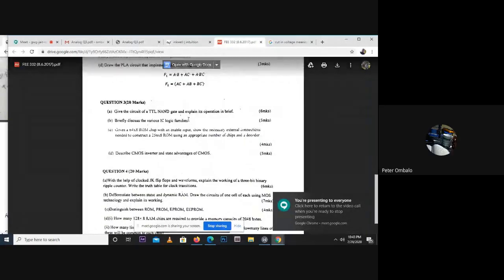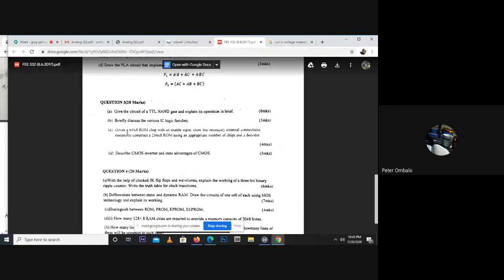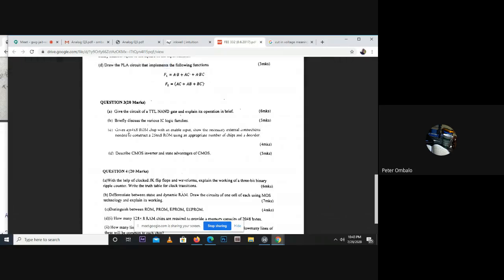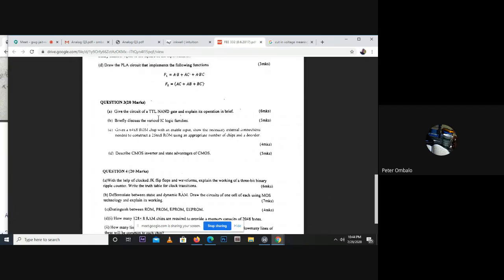Okay, so question 3A says, give the circuit of a TTL NAND gate and explain its operation in brief. I thought perhaps the best way to know the operation of a TTL NAND gate is by going through a question. There's a question in Professor Mwangi's book, pages 64 and 65. It's not actually a question, but a sample that he was using to explain. So I'm going to use the same.